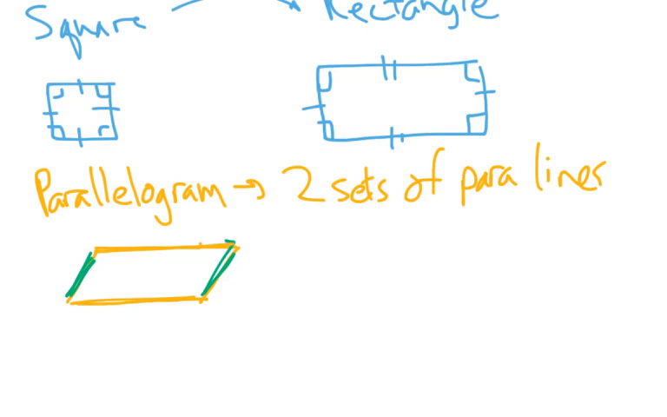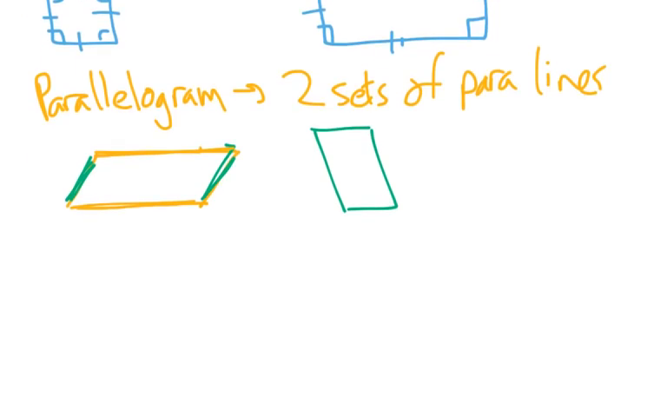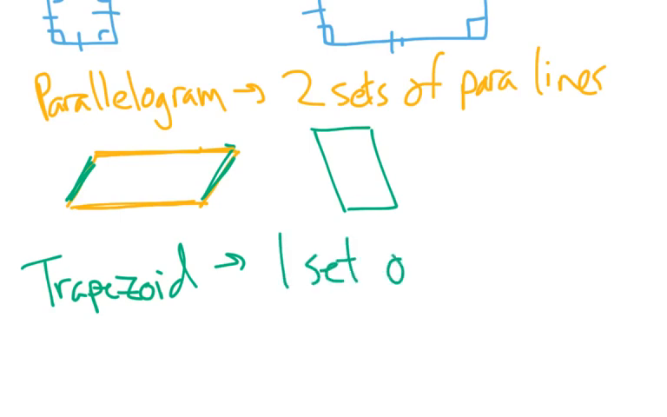Again, we could redraw it a different way. Sometimes you could draw it like that right there. It could be rotated, but just as long as the lines are parallel, then you call it a parallelogram. The other shape that we're going to talk about is where we have one set of parallel lines, and that would be a trapezoid. So one set of parallel lines.